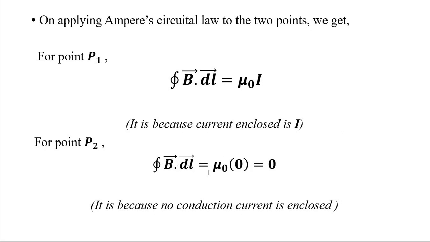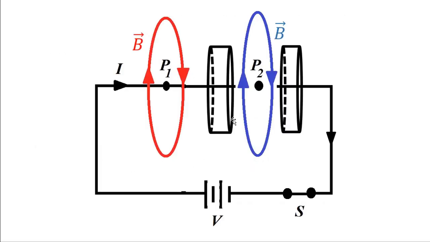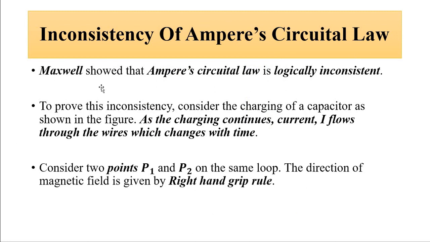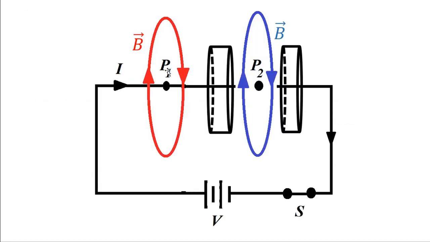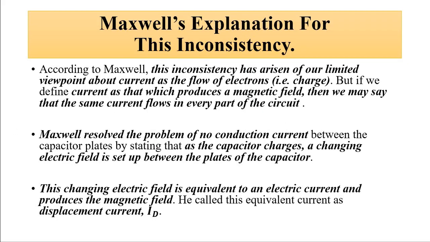That's why the line integral of magnetic field is equal to 0. So here the confusion started. How can a particular law, which should be satisfied at each point on the circuit, be applicable at one point but not at the other? So Maxwell solved this problem. This was the inconsistency of Ampere's circuital law which we see in this circuit, and Maxwell actually solved this problem.